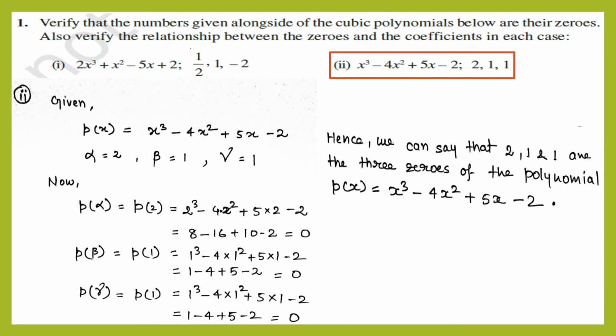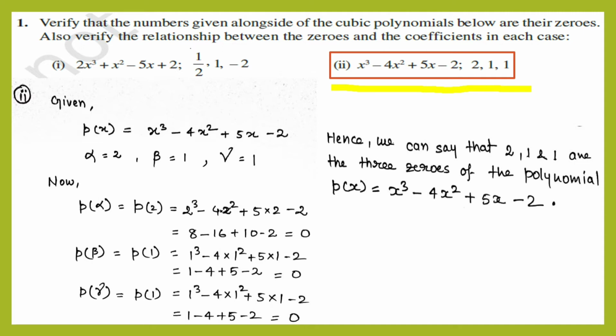Similar to the first problem, in the second problem, we are given a cubic polynomial. Alongside the cubic polynomial, we are given 3 zeros of the cubic polynomial. So first of all, we have to verify that the given zeros are actually the zeros of the polynomial, and then we have to verify the relationship between zeros and the coefficients in the polynomial.